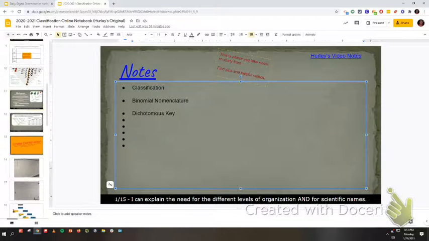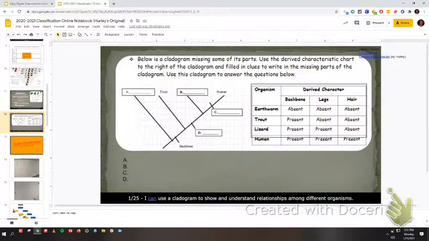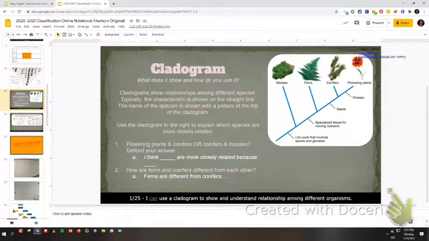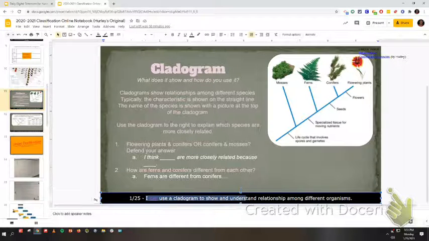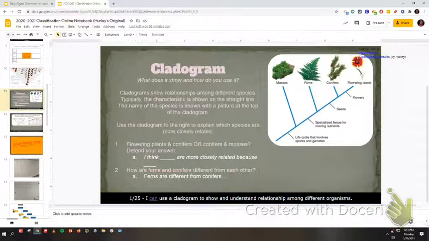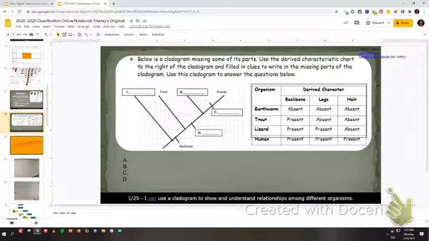So let's go down to slide number 11. You need to copy slides number 11 and 12. They're about cladograms. This is your assignment today, part of the assignment, and your reflection is going to be based on this, that you need to be able to prove that you can use a cladogram to show and understand relationships among different organisms.